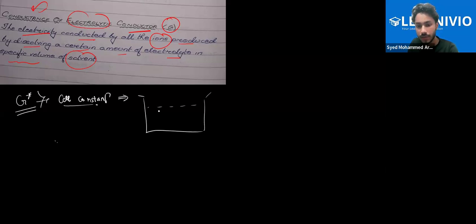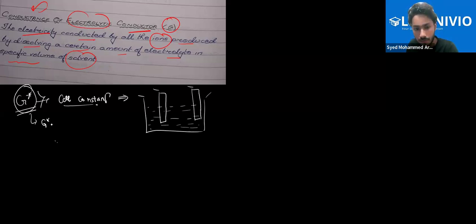So basically, let us take an example of a beaker. What is happening here is that I am having electrodes like this. This is the electrode and this is the electrode. And the formula of my G star would be L upon A. So it is the ratio of the length to the area.